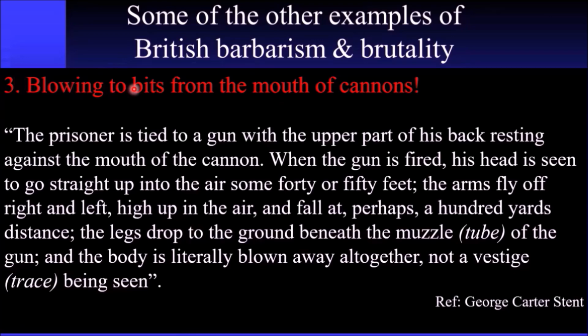Here we have a clear explanation. What does it mean, blowing to bits from the mouth of cannons? That is, the prisoner is tied to a gun or a cannon with the upper part of his back resting against the mouth of the cannon. When the gun is fired, his head is seen to go straight up into the air some 40 or 50 feet. The arms fly off right and left, high up in the air, and fall at perhaps 100 yards distance. The legs drop to the ground beneath the muzzle, that is the tube of the cannon or the gun, and the body is literally blown away altogether, not even a vestige or a trace being seen. And this is an affirmation of the historian George Carter's tent.